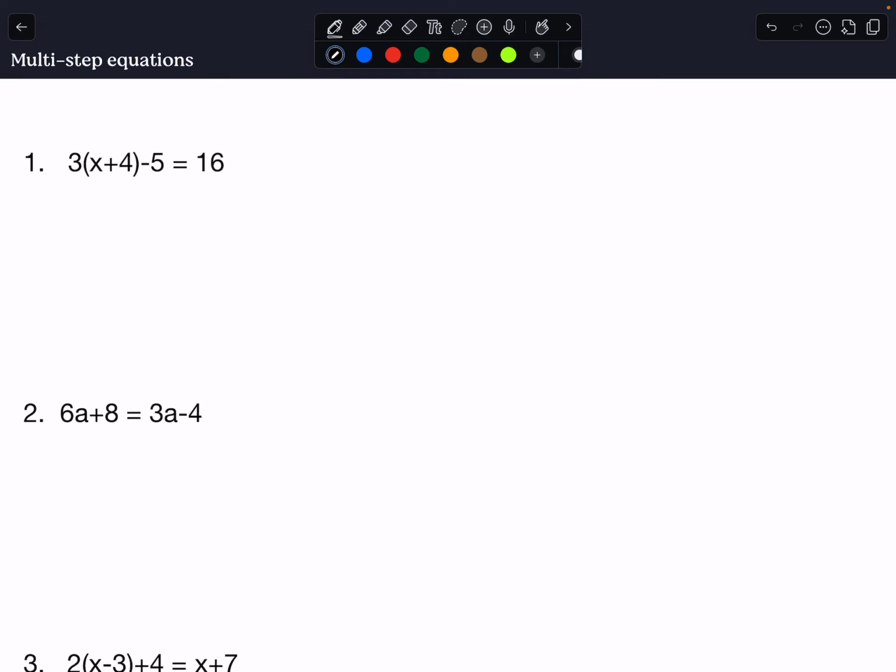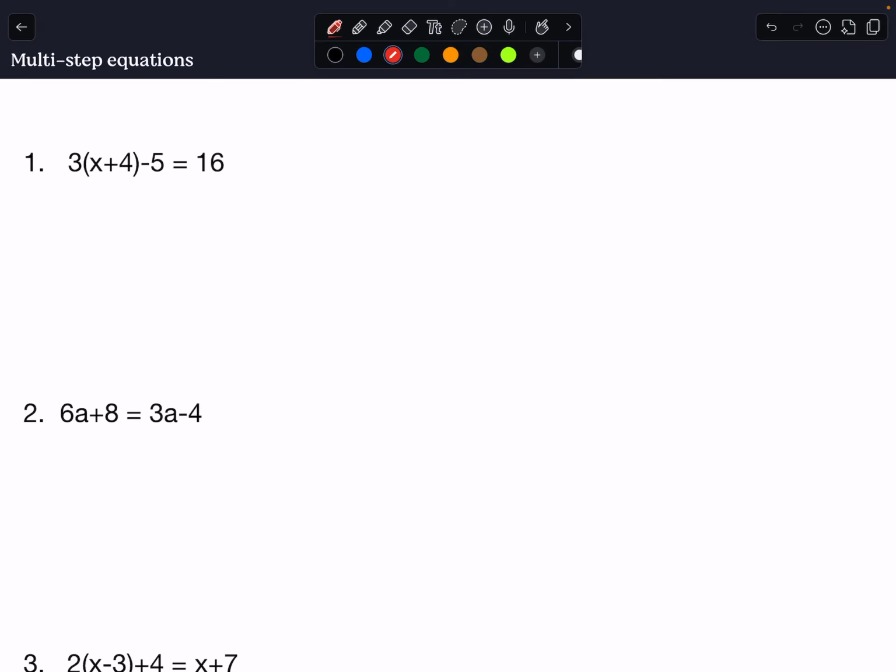First question, I'm gonna read it out to you. It's 3 in the parentheses (x plus 4) and minus 5 on the outside and equals 16. So it looks confusing, but the first thing we want to do is simplify it, so it looks easier for us to see. And I see here I have all this stuff. So we're going to try to make it easier for us to just see the variable and the numbers.